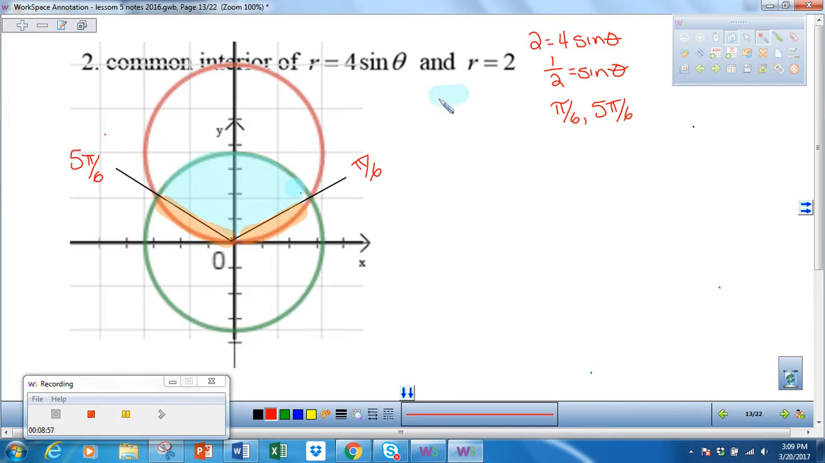So the area defined by this green is 1/2 the integral from pi over 6 to 5 pi over 6, and it's being defined by that green circle. Well, that green circle is 2 squared. Now I have to find the remaining part of that. I have to find the area defined by that orange part of that circle.